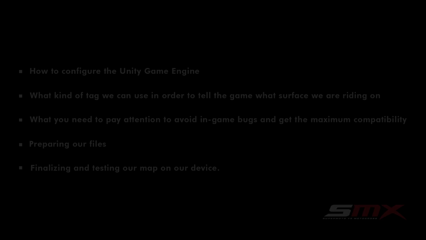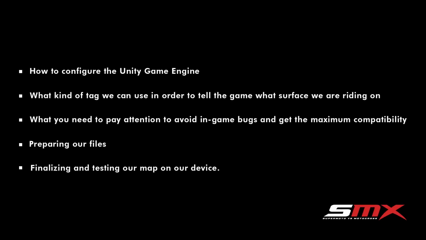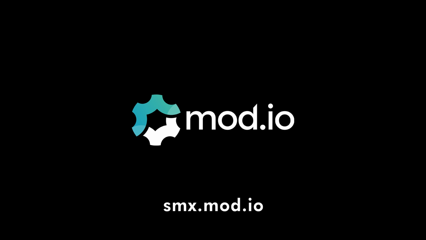We're gonna do it in order: how to configure the Unity game engine, what kind of tags we can use in order to tell the game what surface we are riding on, what you need to pay attention to avoid in-game bugs and get the maximum compatibility, preparing our files, finalizing and testing our map on our device. You can also find a fully detailed guide on how to create any kind of mod for SMX on our Mod.io page under the guides menu.